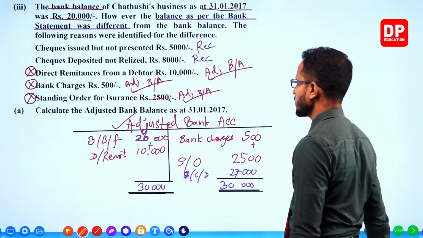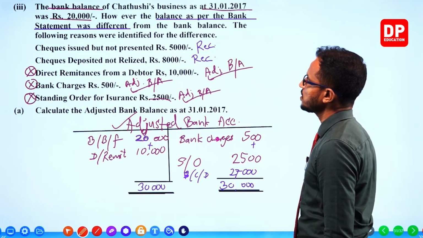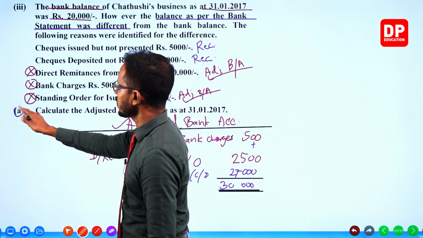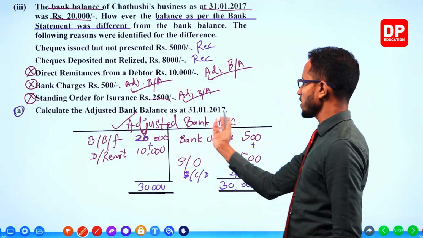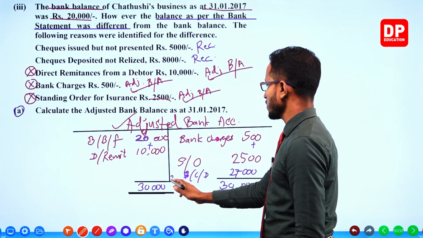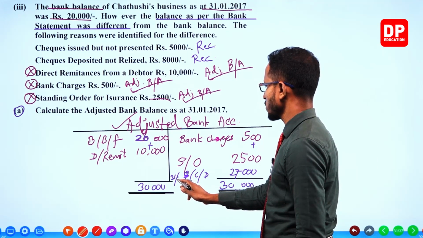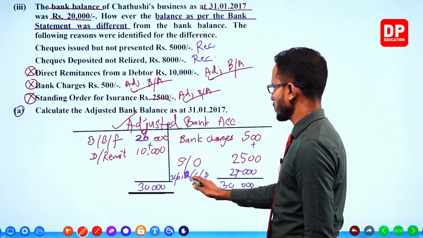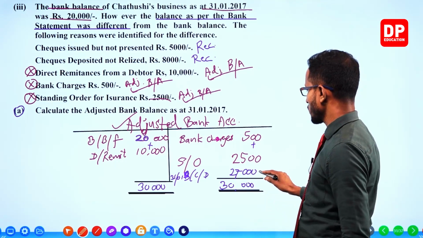That's it. Calculate the adjusted bank balance. There, we calculated the adjusted bank balance as at 31st January: 27,000.